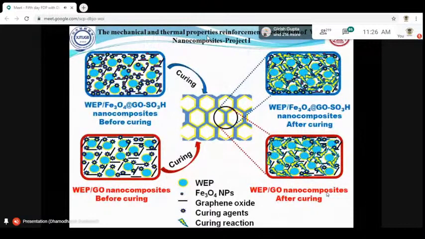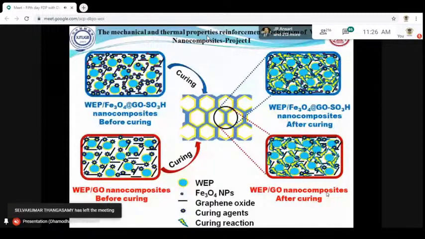So here is the reinforcement mechanism for why our mechanical property and thermal property have increased. We can see here, before curing, the nanofiller in the system is not tightly bonded or tightly packed. After the curing process, the better interfacial interaction has increased, and also the covalent bonding between the introduced nanofiller and the WEP matrix. That is how we have achieved better mechanical and thermal property.